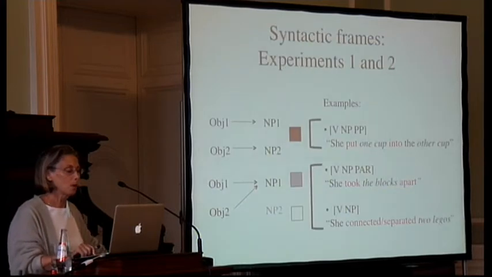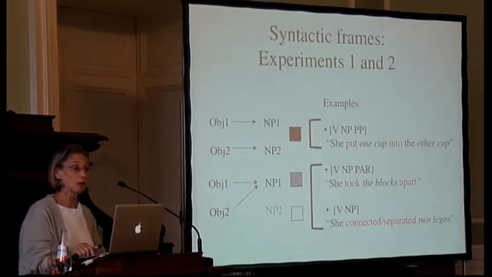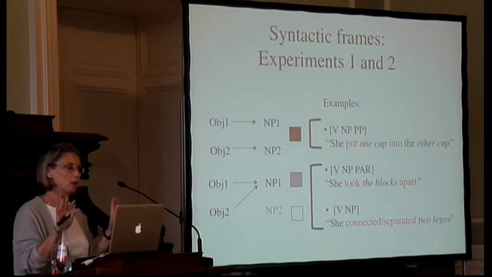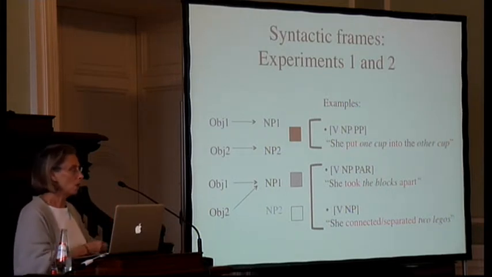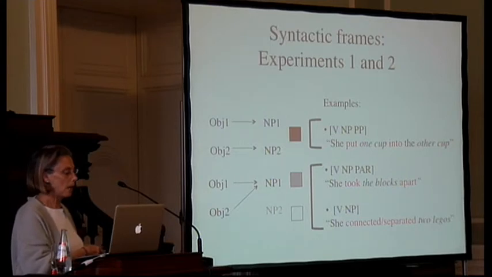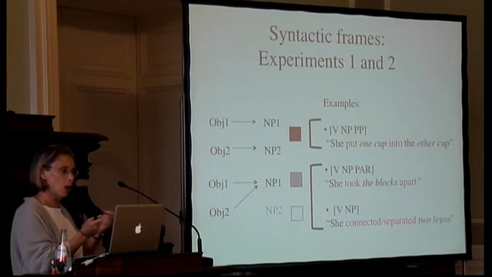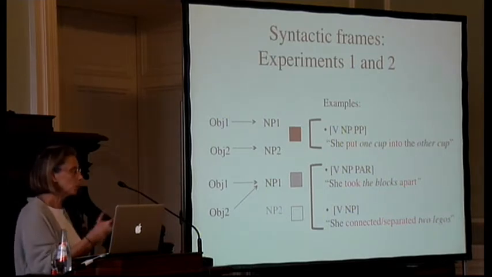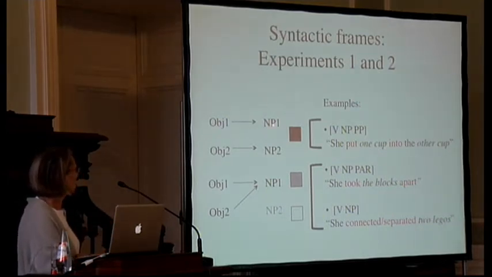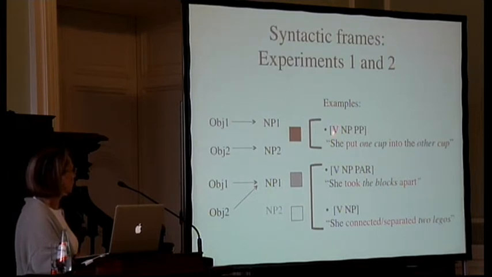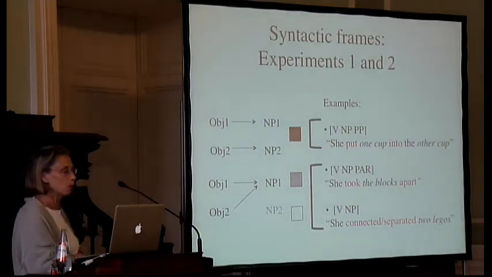The second analysis we did was syntactic frames. And so this is independent of verbs, but it cross-cuts the verbs. And we did an analysis that looked at the way that the two objects that were being put together or fitted together were encoded, either each one with its own NP, so object 1 as an NP1, object 2 as an NP2, and that's, for example, in the frame VNPPP, she put one cup into the other cup. So two separate noun phrases, each one for an object.